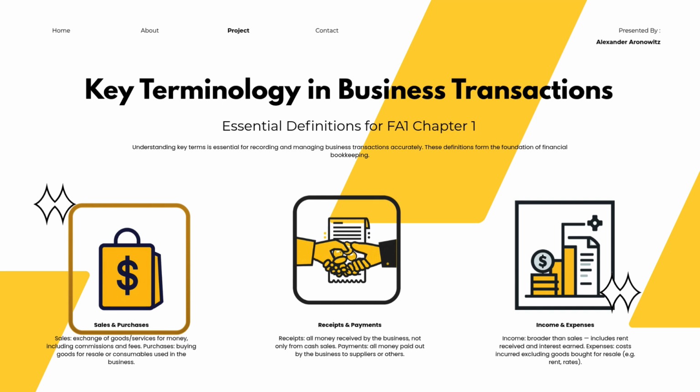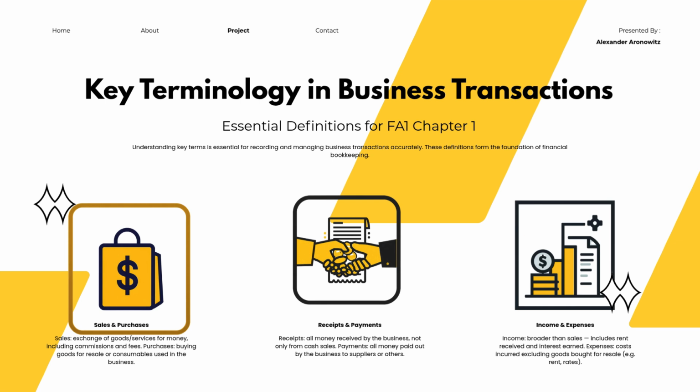So let's see. Sales and purchases. Sales includes exchange of goods or services for money. You either sell a product or you provide services, and in exchange you get money. So this results in a sale. It also includes commission and fees. Sometimes you offer services, like you offer tuition, and in exchange you receive fees. So they are interchangeable words.